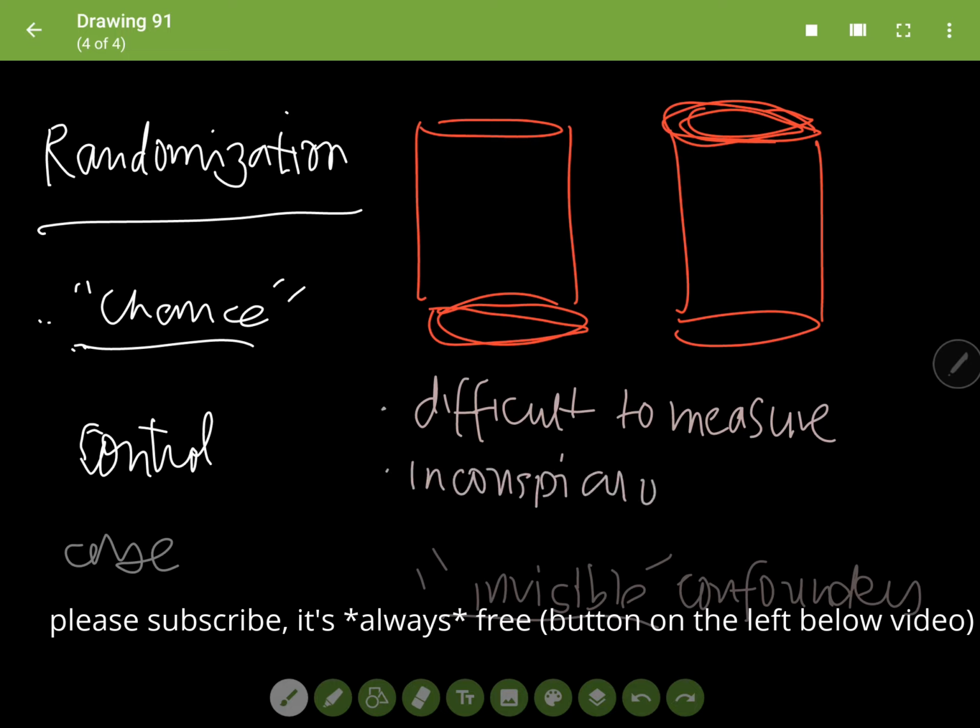Now compare this with matching. Matching, you know exactly what the confounder is and you're deliberately excluding it. In randomization, you're either not sure what the factor is or it's difficult to measure, but you don't know for sure how much you're controlling for it. You just know that if you have a randomized study and you have a large sample size, you are effectively almost eliminating these invisible or hard to measure confounders.